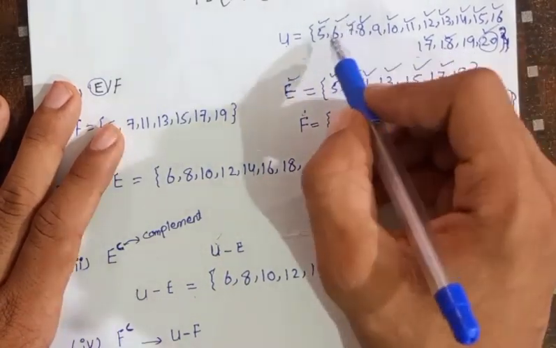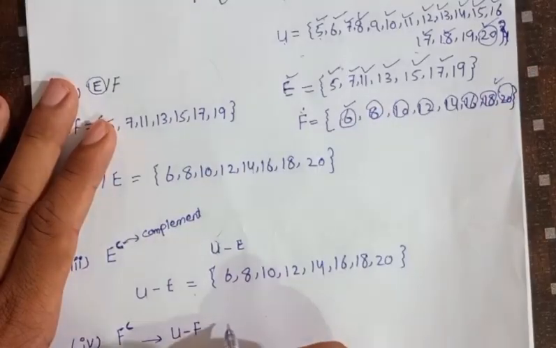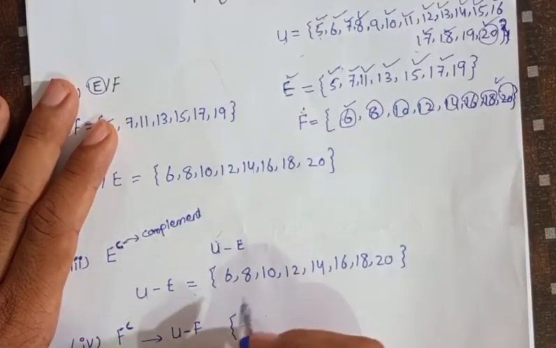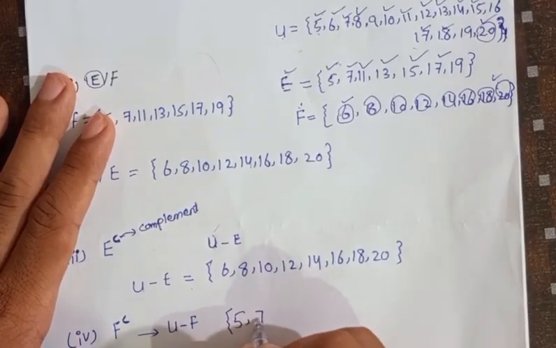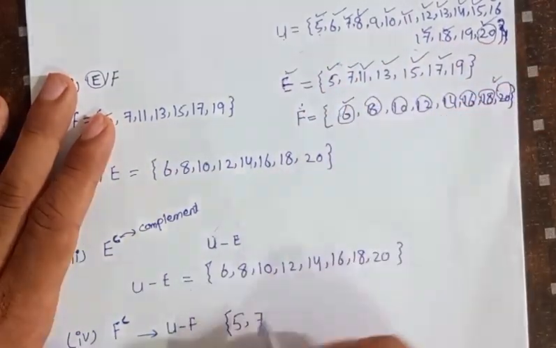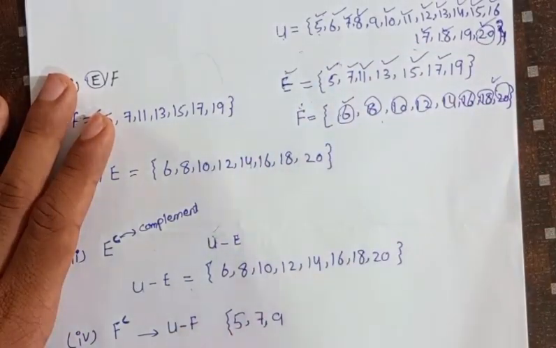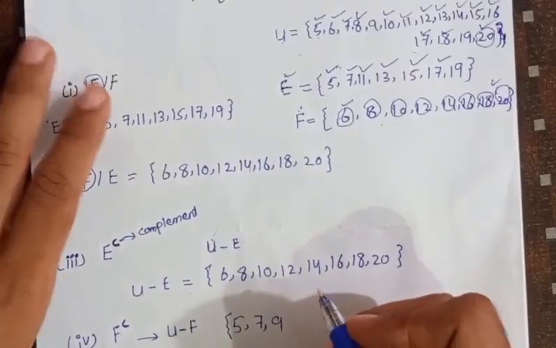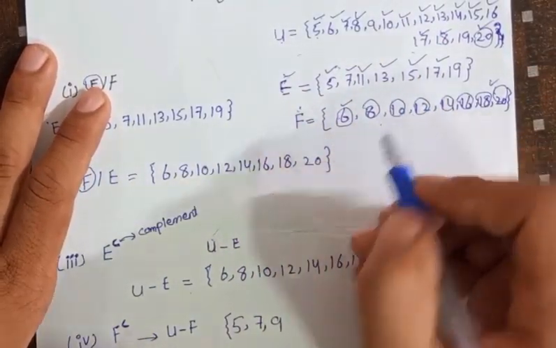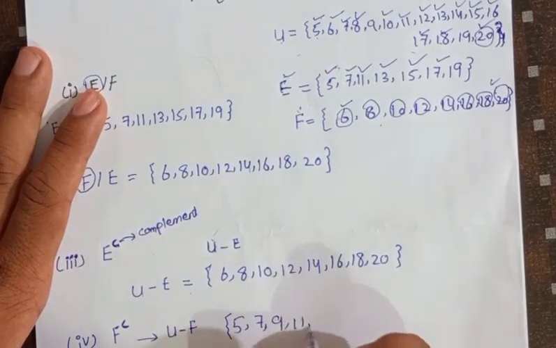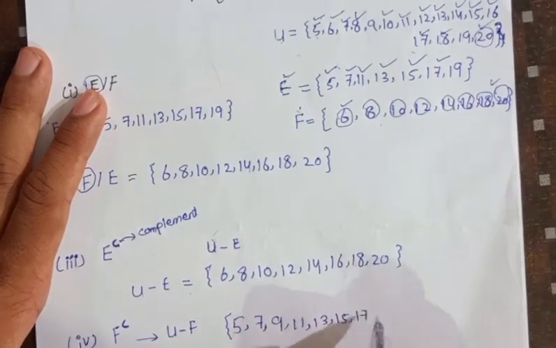So now I will start with the rest. We don't have 5 here, so I'll write it. It will be 5, 7, because I don't have 7 here. 9, I don't have 9 in this set, so I write 9. I don't have 11 in this set, so I'll write 11, 13, 15, 17 and 19.